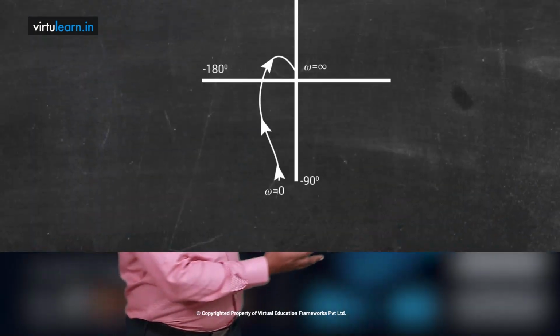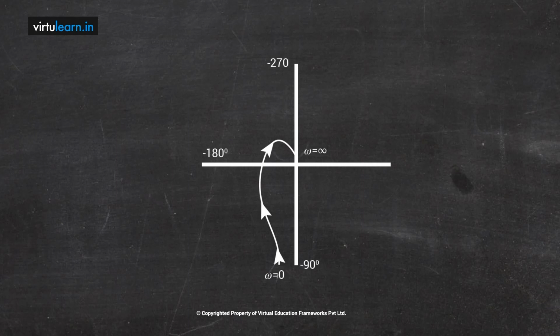When you draw the polar plot here, the magnitude is infinity at −90 degrees. Therefore, −90 degrees is this line, and I can take the infinity here. This is the starting point of the polar plot, and the ending point is at −270 degrees, where the magnitude is going to be 0. So I will have a polar plot like this. When it reaches 0, it touches the −270 degree line, and it also crosses the −180 degree line. So this is the polar plot for the open loop transfer function.